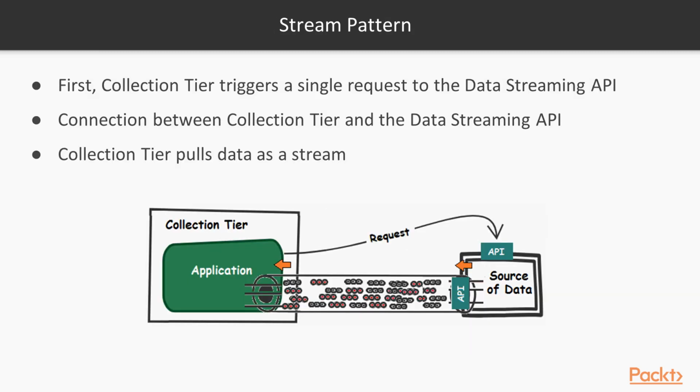Well, the final pattern is the stream pattern. In this case, the collection tier triggers a single request to the data streaming API. This will result in a persistent connection between them. And further, the collection tier will consume the data as a stream. Or in other words, the response is a continuous flow of data. Well, this is the pattern that we will use.